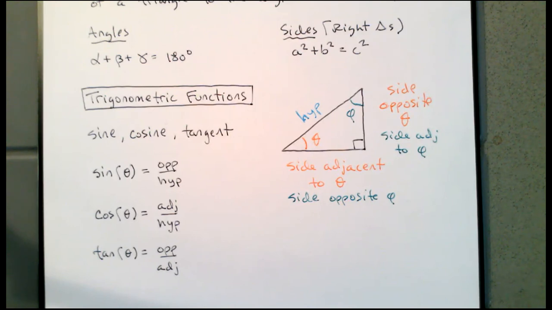So your job over the weekend is to learn these. Well, by Monday would be good, but I won't know until Tuesday. By Tuesday, you'll have to remember that sine is opposite over hypotenuse, cosine is adjacent over hypotenuse, tangent is opposite over adjacent.